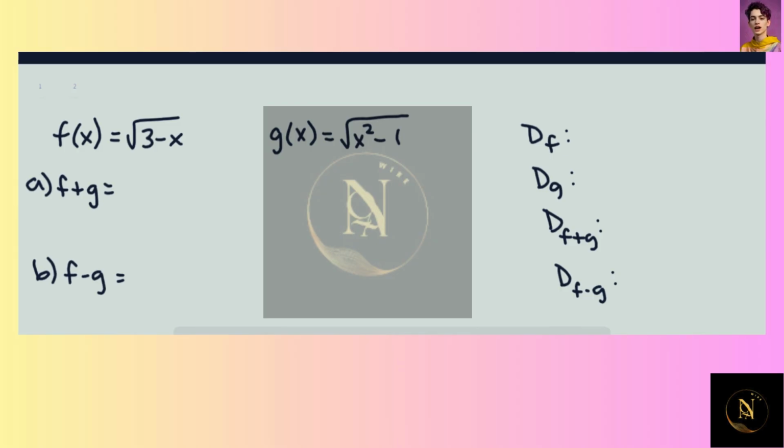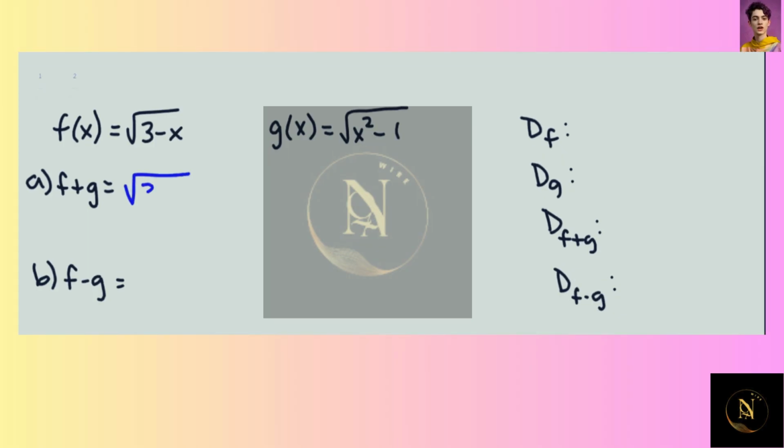Here we have functions f and g. Let's start by adding them. So f plus g would be the square root of 3 minus x plus the square root of x squared minus 1. And these are not like terms. There's really nothing we can do to combine those together.